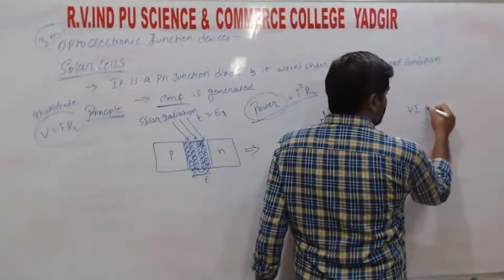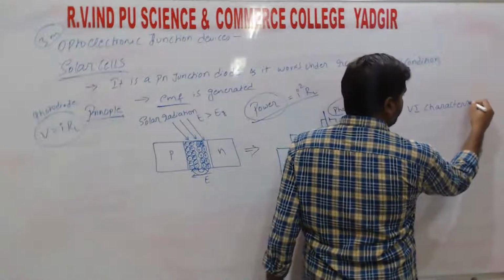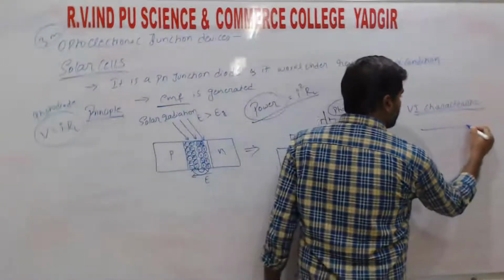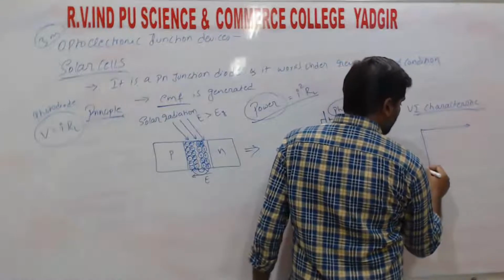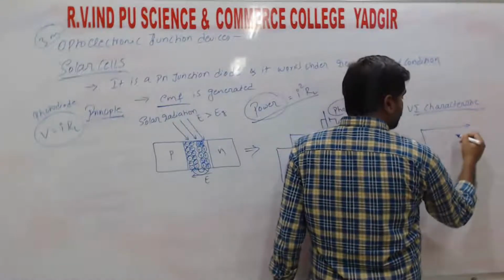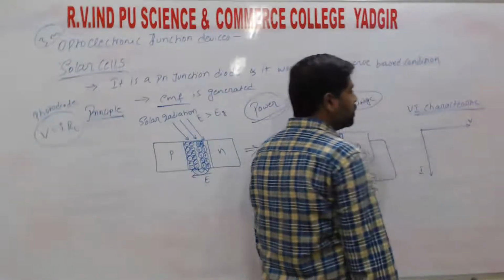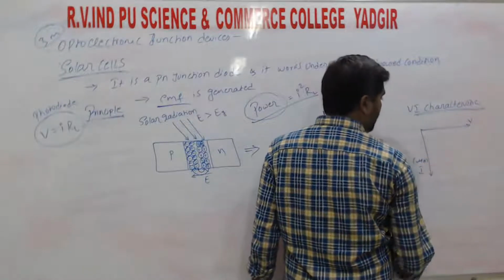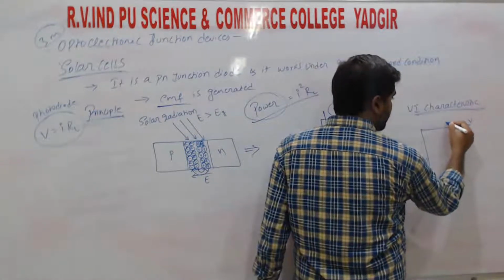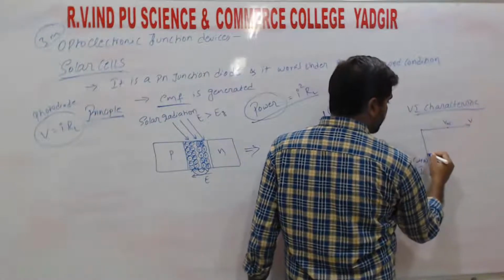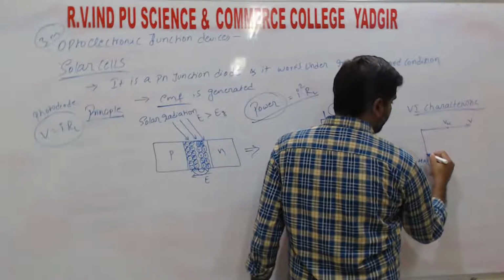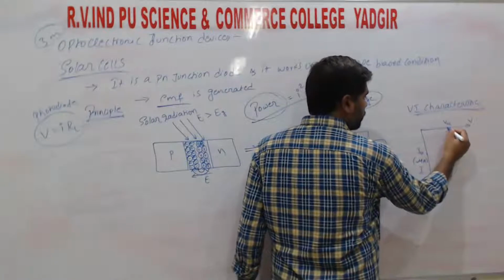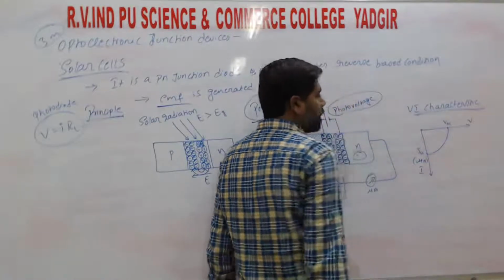So the VI characteristics. The VI characteristic of the solar cell, right? Taking I along the y-axis, this one is in the fourth quadrant, with V along the positive x-axis. The current is in microamperes. Here we obtain the voltage, that voltage we call VOC, and here we obtain the current ISC, right? So the curve will be like this.